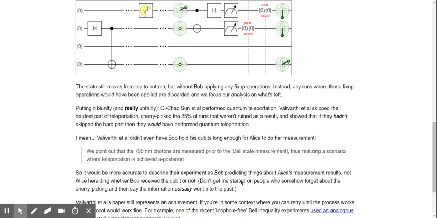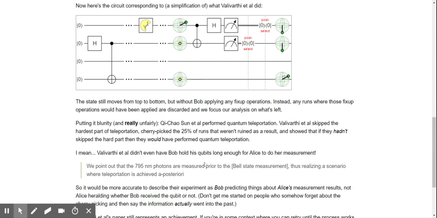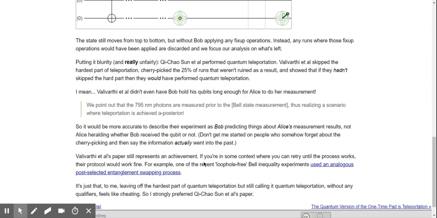We point out that the 795 nanometer photons are measured prior to the Bell state measurement, thus realizing a scenario where teleportation is achieved a posteriori. So it would be more accurate to describe the experiment as Bob predicting things about Alice's measurement result, not Alice heralding whether Bob received the qubit or not. Don't get me started on people who somehow forget about the cherry picking and then say the information actually went into the past.